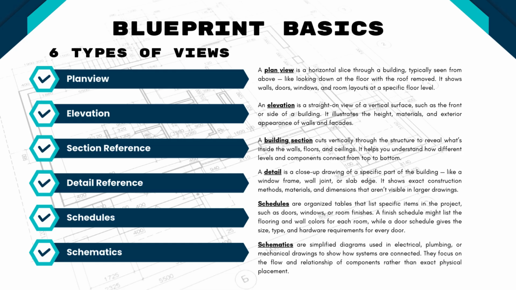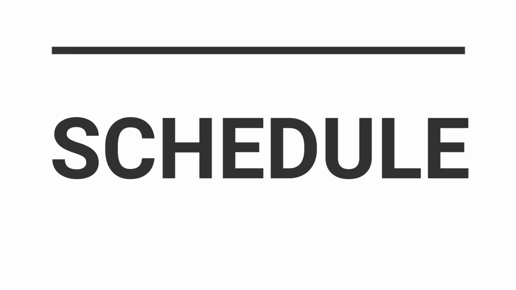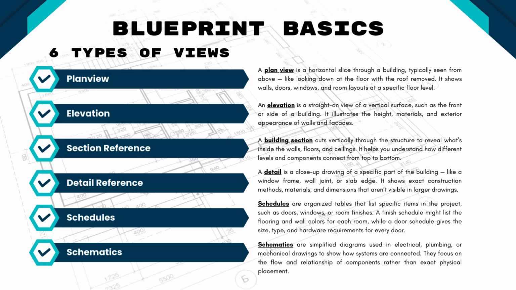A detail is a close-up drawing of a specific part of the building, like a window frame, a wall joint, or a slab edge, and it shows exact construction methods, materials, and dimensions that aren't visible in a larger set of drawings. The schedules are organized tables that list specific items in the project, such as doors, windows, or room finishes. A finish schedule may list the flooring and wall colors for each room, while a door schedule gives the size, type, and hardware requirements for each door.